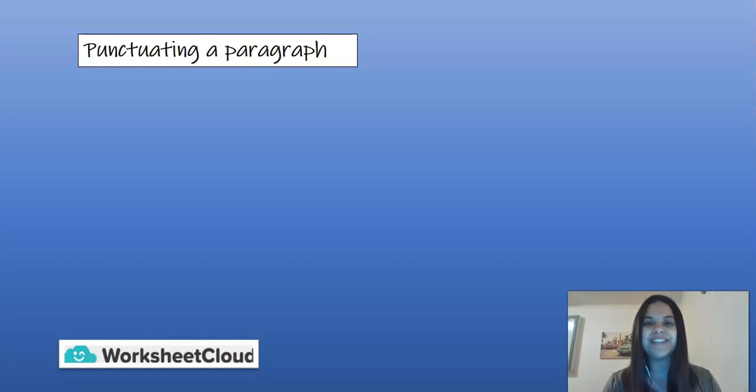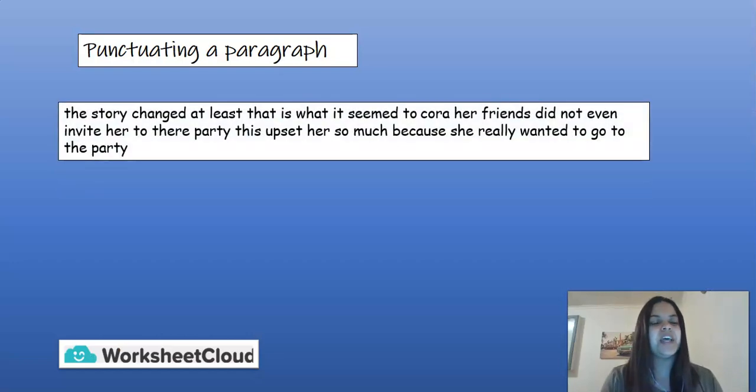So, punctuating a paragraph. The story changed, at least that is what it seemed to Cora. Her friends did not even invite her to their party, as this upset her so much because she really wanted to go to the party. So this is Cora, and this paragraph is obviously about Cora and something that happened. But as you can see, it's not been punctuated very well. So it is up to you, grade 4s, to put this paragraph straight.